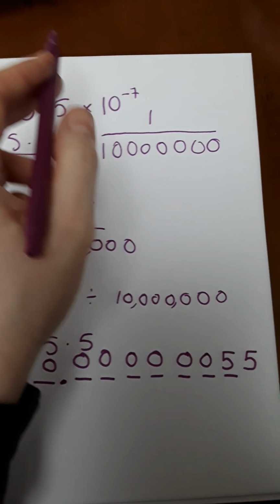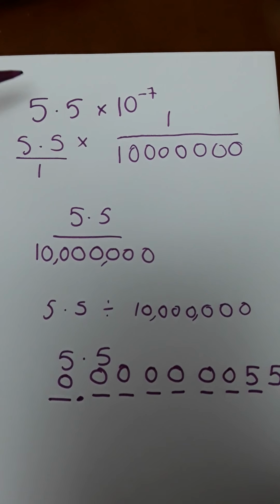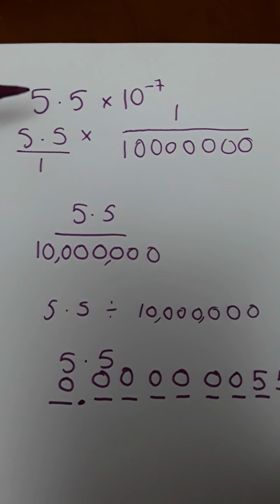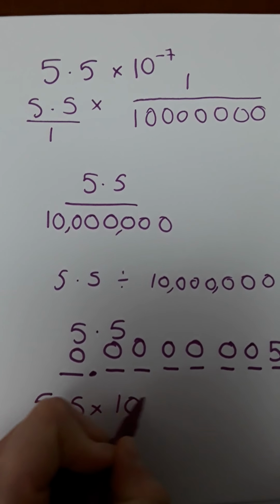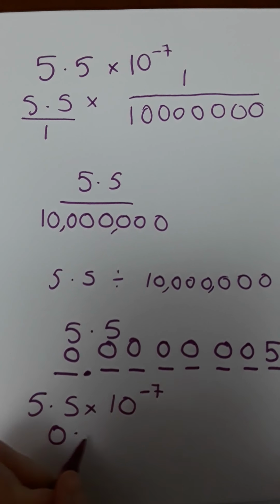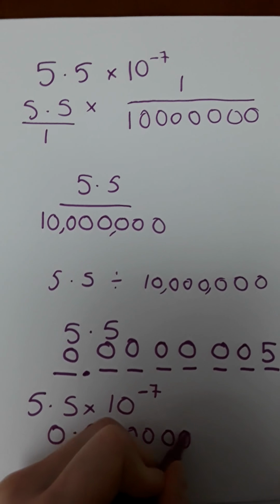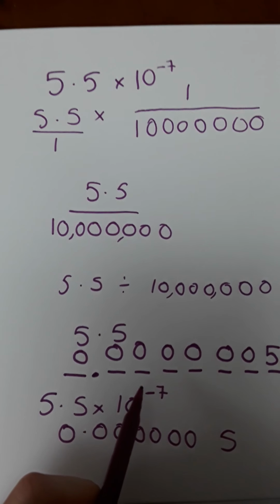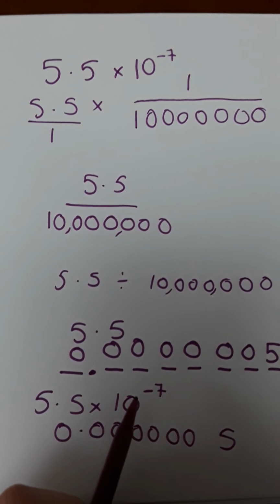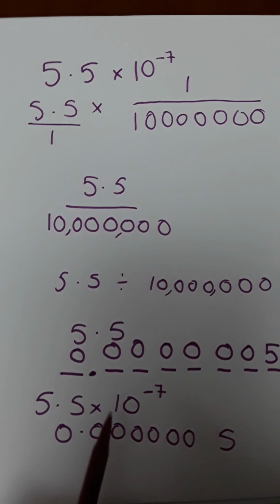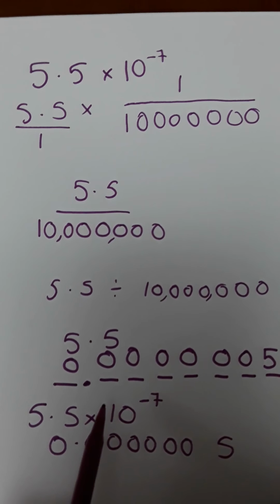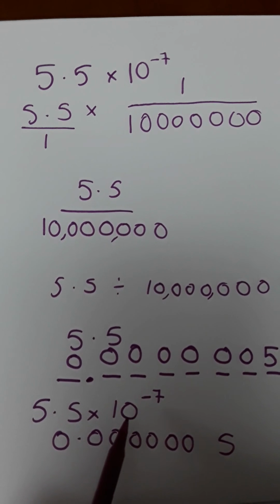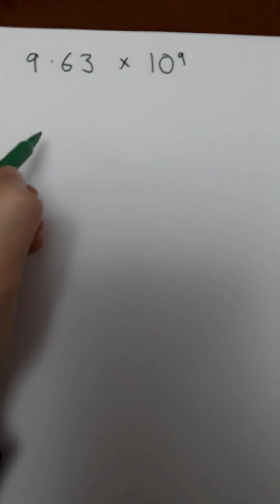So our answer to this one, if we were writing it from standard form into normal form as a decimal, this number, 5.5 times 10 to the minus 7, is 0.00000055. So notice when you have a negative power of 10, your number's going to get smaller, because essentially that means that you're dividing the number that you've been given by 10 to the 7.